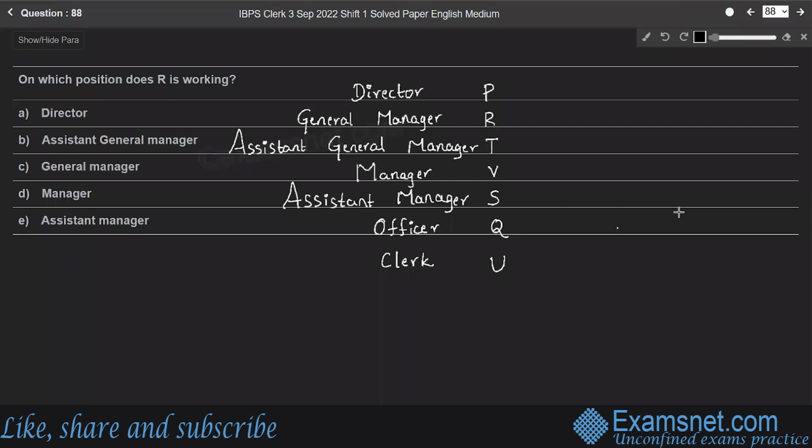Question 88. On which position does R is working? Here, R is working as general manager, right? Therefore, option C, general manager is the right answer.